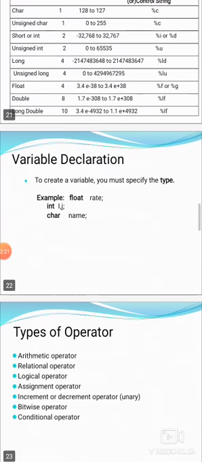Then variable declaration. To create a variable, we must specify the type. For example, here rate, i, j, name are the variables. Here we are going to specify the type of these variables. Float rate. The rate is a float type. i and j are of integer type and the name is a character type.